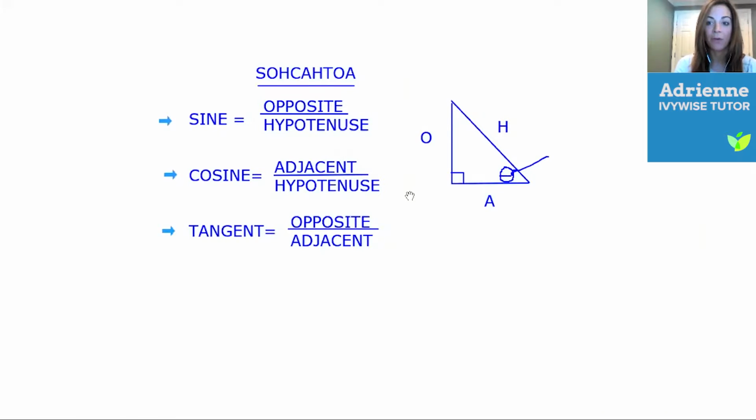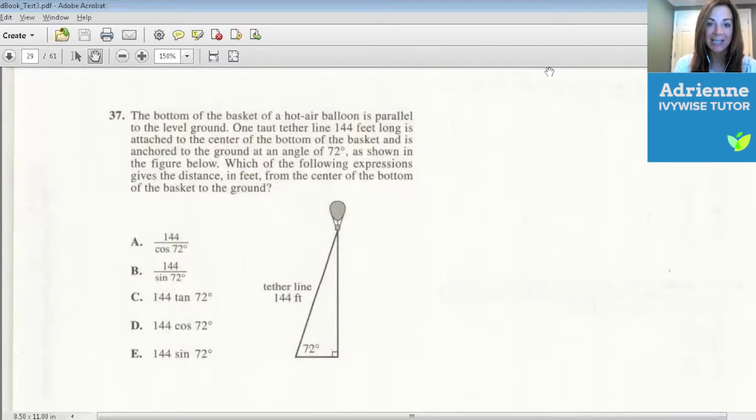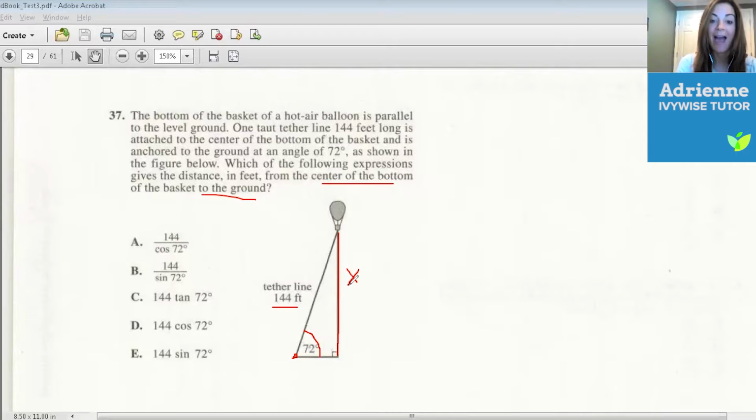And this question comes from test 3 in the red ACT book that's made by the makers of the test. And here on question 37, we have this hot air balloon, and it says that there is a line coming from the bottom of the hot air balloon to the ground that is 144 feet long, and that a 72-degree angle is created from the ground and the rope. And what the question's asking for is, which of the following expressions gives the distance in feet from the center of the bottom of the basket to the ground? So basically, they are looking for this side right here. So we're going to label that side X.